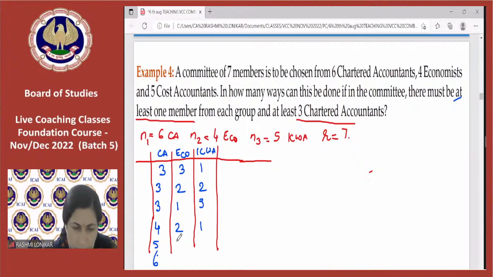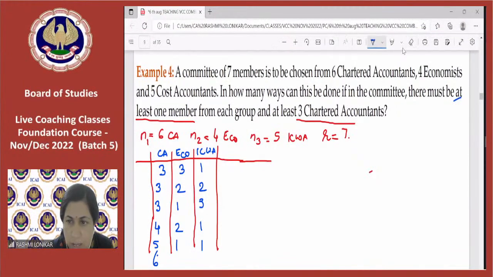I can have 1 economist and 1 ICW. If I have 6, can I have the 6? No, I can't, because then the total is 7, so I can't have that. So I will have to rub this up.